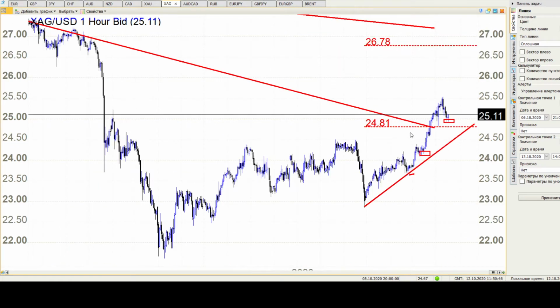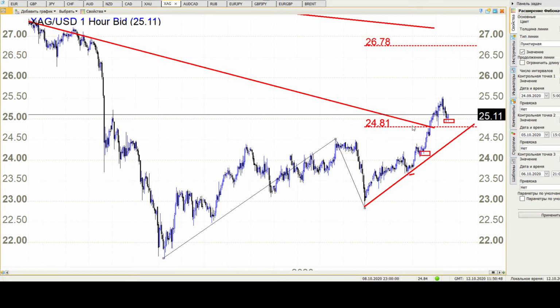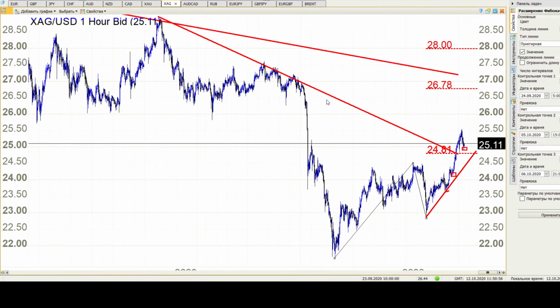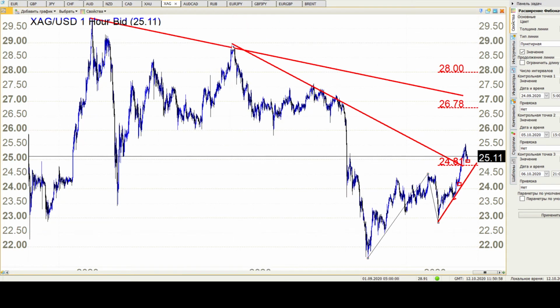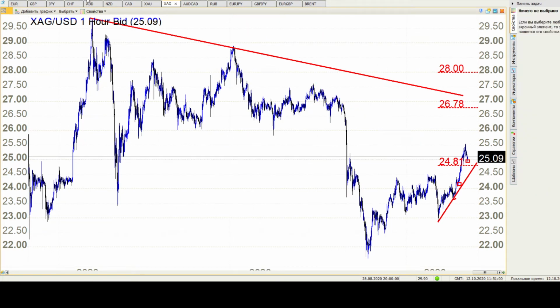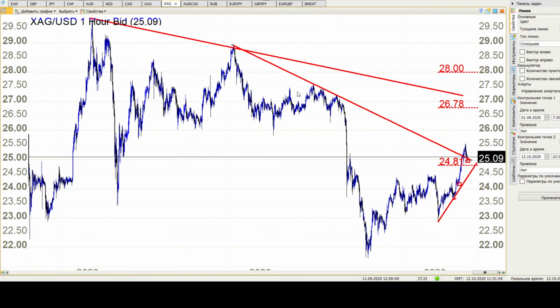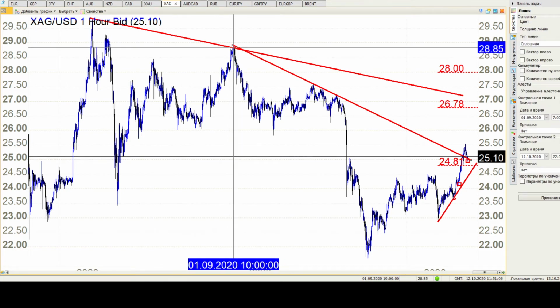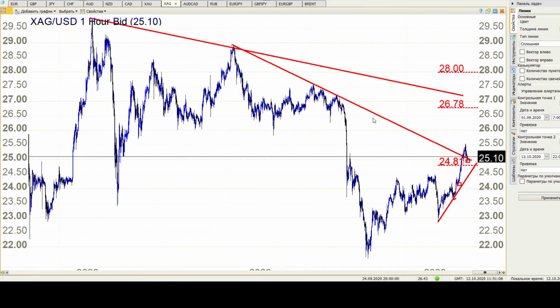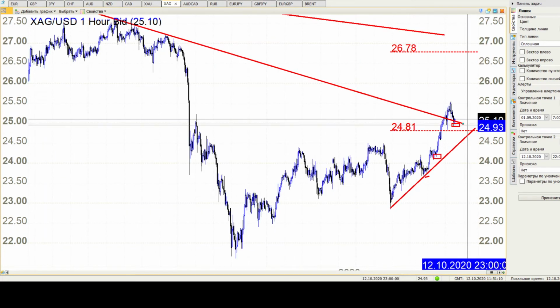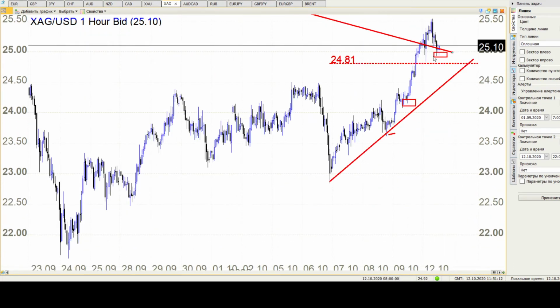We need tendency lines. This 24.80 area we found with the Fibonacci extension, and the target 26.80 area is also a Fibonacci extension level. But what's next? We need different tendency lines. If you go and watch the previous tendency line from the beginning of September, you will see how they broke it and gave you a test right now.